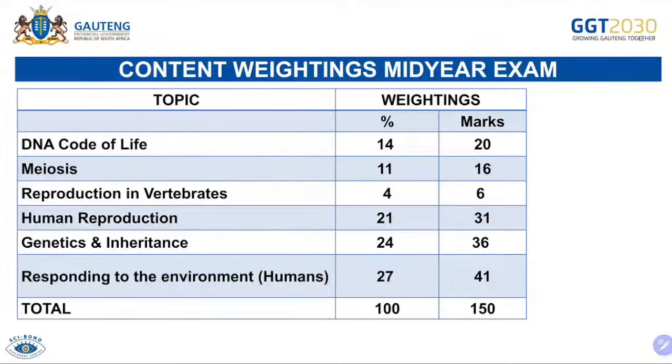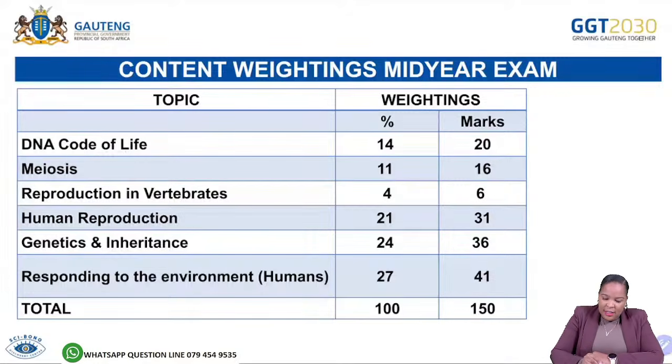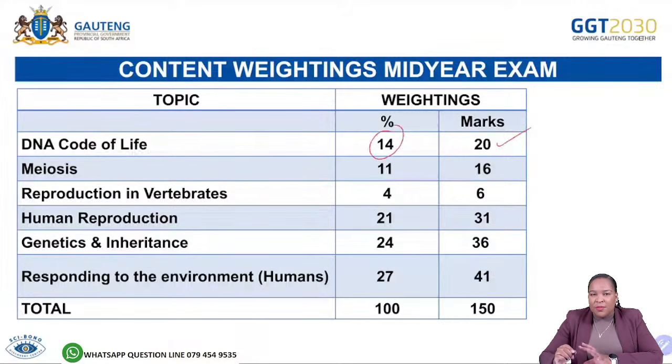I hope you are ready for your exams that you are writing tomorrow. You have studied. Today you are just putting a covering on everything that you've studied so far. So let us take a look at the weightings of the topics for your paper. You have done DNA code of life. In your paper, that will be amounting to 14%. That will give us 20 marks. So out of that 150 paper that you'll be writing tomorrow, 20 marks will be the DNA code of life.